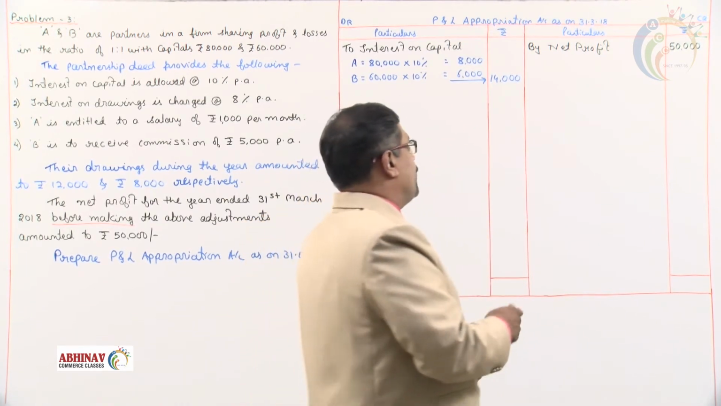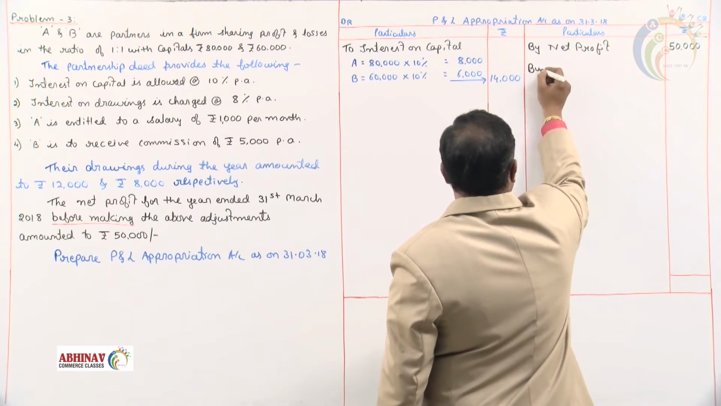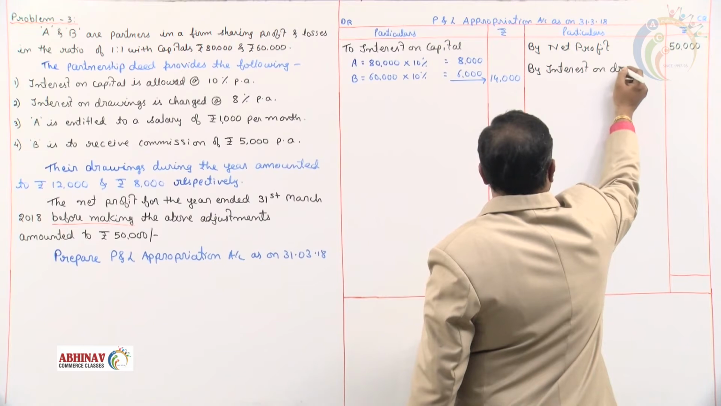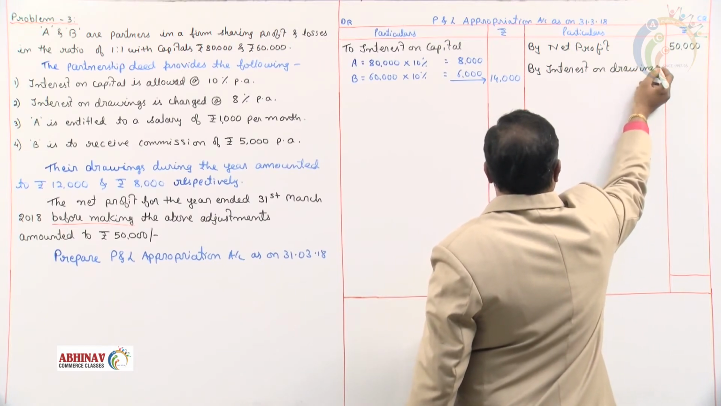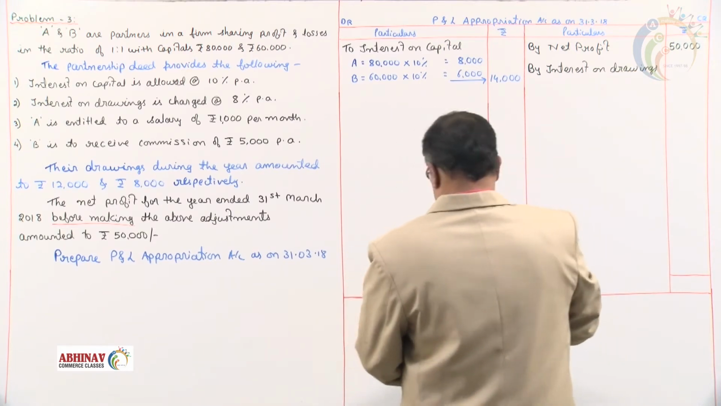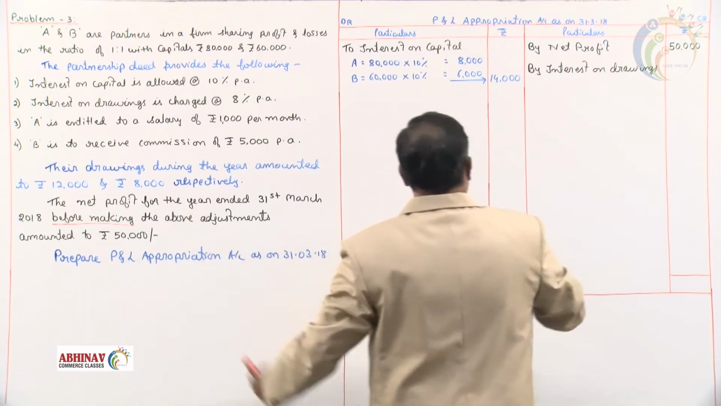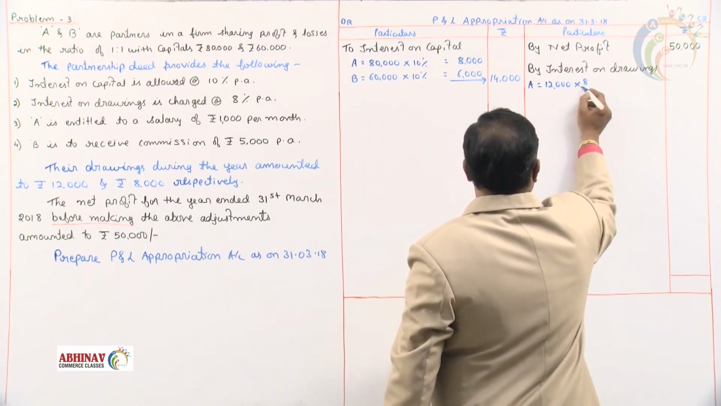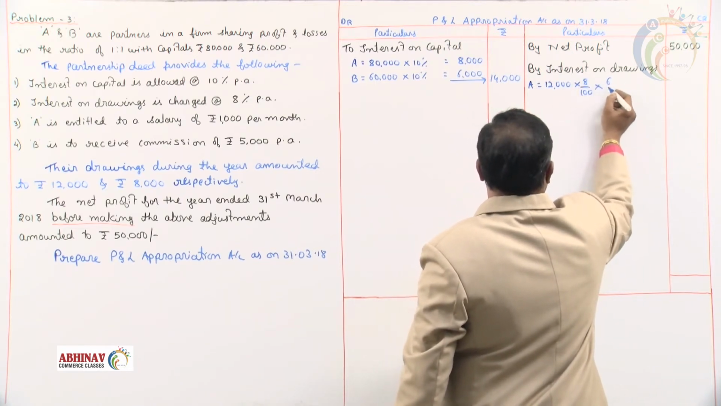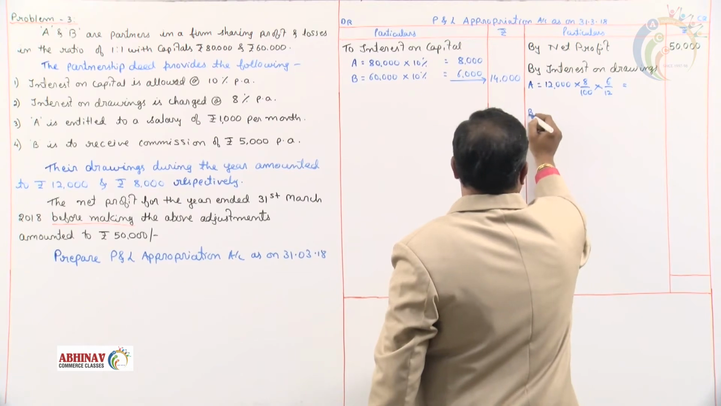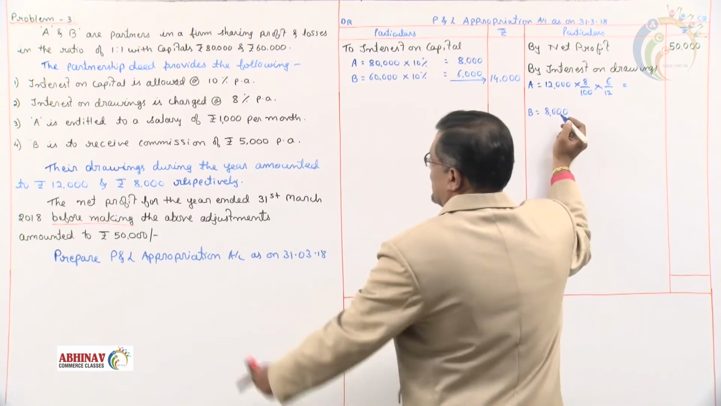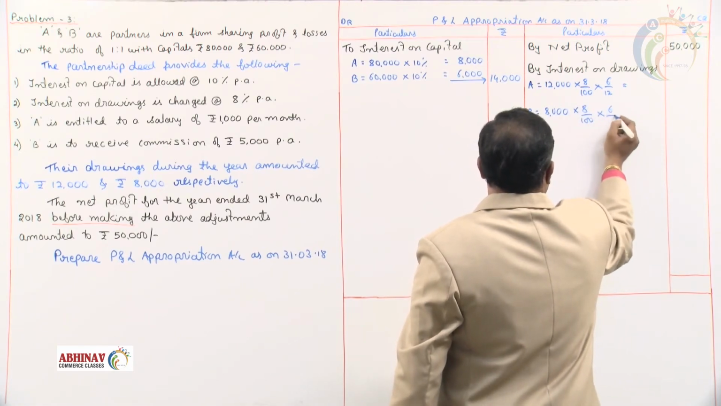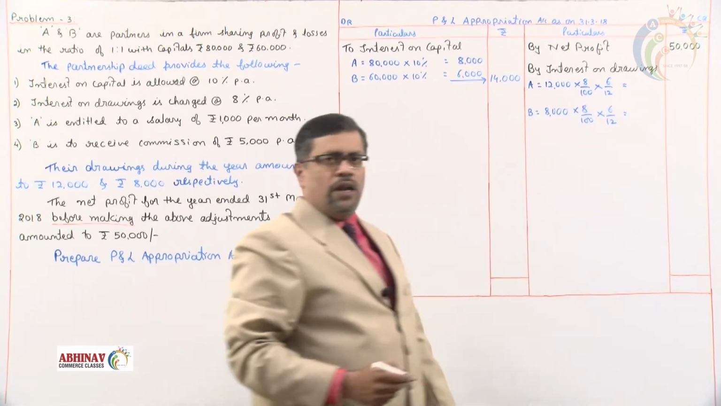So let us calculate that for 6 months. It's an income. We'll take it on the credit side by interest on drawings. Then A. What is the amount of drawings of A? It is 12,000. And to what percent? 8%, but for 6 months. B. It's 8,000 into 8% for 6 months. So let us see what amount we get.